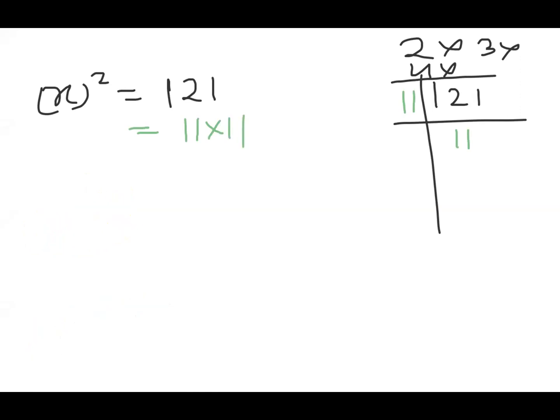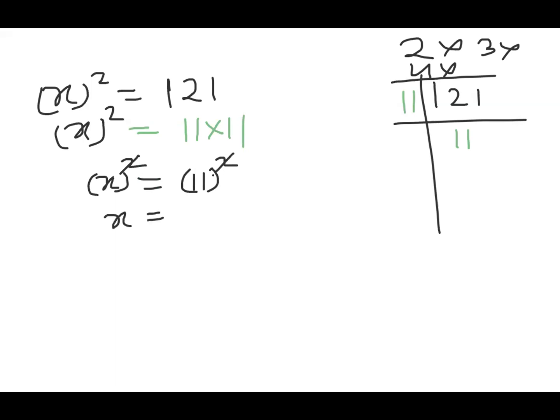x square is 11 times 11. Now we can write 11 like this also, 11 square. On both sides we can simply cut the square sign, and x is 11 here. Got the value? So I'm going to give you a few more questions. You have to solve them. That's it for today, and we will meet in the next class.